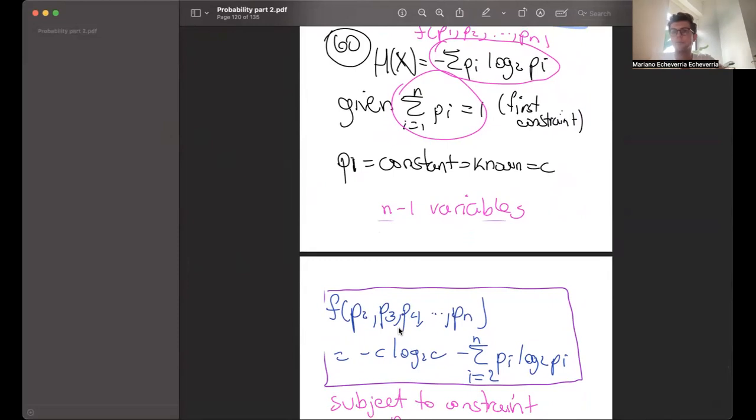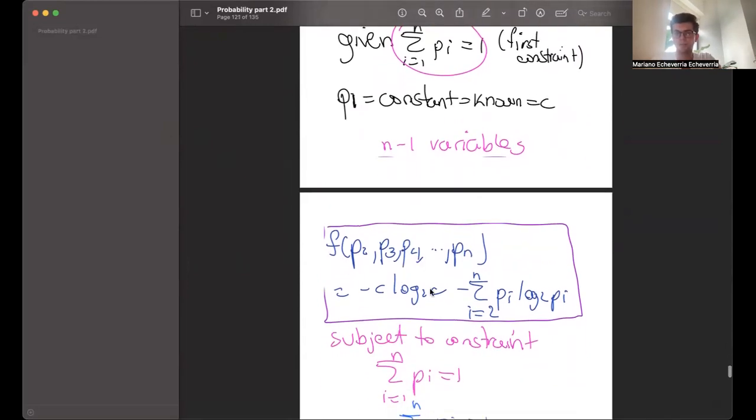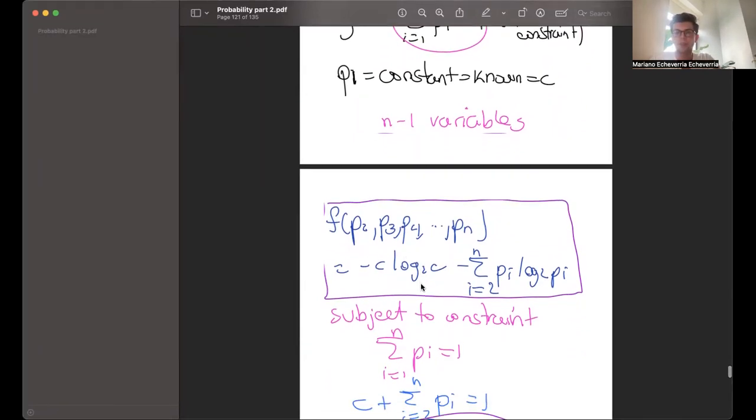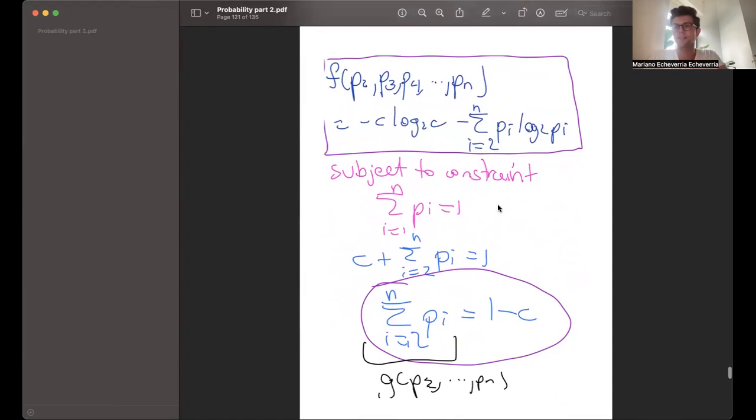So just get rid of P1 completely. So the entropy just becomes this, right? But again, this kind of corresponds to the constant term. And then the constraint, which was the sum of all the probabilities equals 1, you can break it into the part related to P1 and the remaining ones. So the constraint for the remaining n minus 1 variables is just that the sum of the probabilities should add up to 1 minus C. Is that making sense? Yeah.